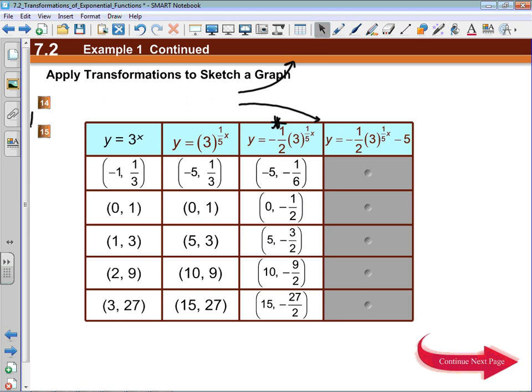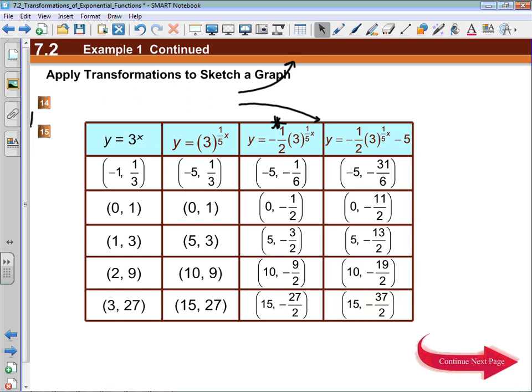Last part of this table is they shift it 5 down. Now, shifting it 5 down is a little bit tricky because I have to take -1/6 and subtract 5. Well, -1/6 minus 5 can be written by multiplying 5 by 6 over 6 to make it -30 over 6. And that's where that -31/6 comes from. I think it's a little bit easier to see in the other points. -1/2 minus 5 is -11 over 2, because -5 is -10 over 2.